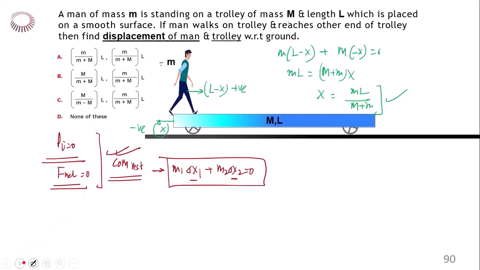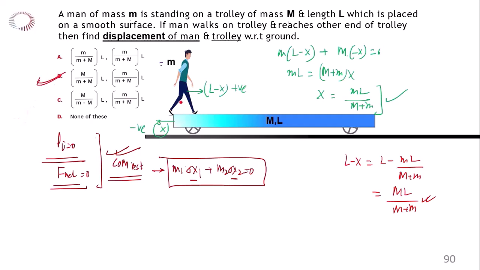Now regarding the displacement of the man, the man is displaced by a length of L minus x. That means L minus small m L divided by (capital M plus small m). That gives capital M L divided by (M plus m). So this is the displacement of the man, and that is the displacement of the trolley. So option B is the correct one.